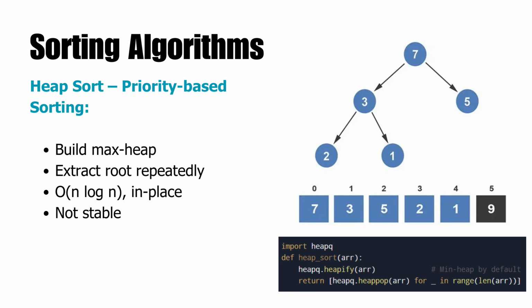Like merge sort and quicksort, heap sort runs in O of n log n time for all cases. One advantage is that it doesn't require extra memory. It sorts the array in place. However, it's not a stable sort, and in practice, it's slightly slower than quicksort due to the overhead of maintaining the heap property. That said, heap sort is valuable when memory is limited or when you need guaranteed O of n log n performance, such as in priority queue implementations.